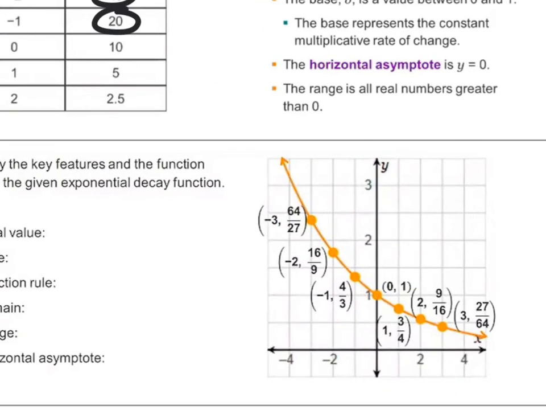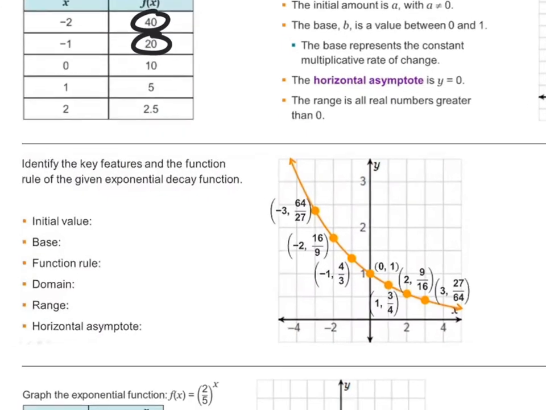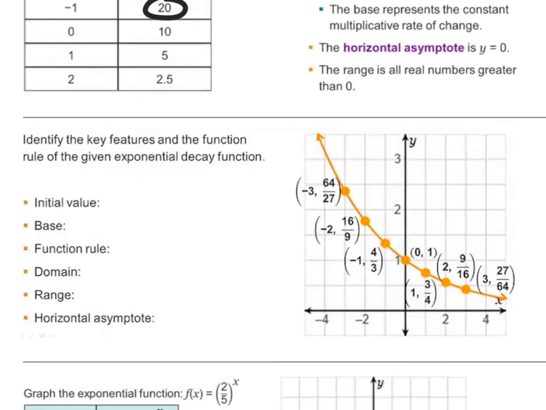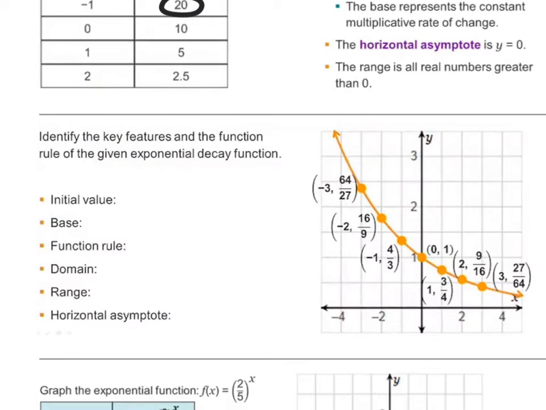All right, let's take a look here and discuss what is happening as far as this graph. Our initial value is the y value when x is 0. So when x is 0, the y value is 1.